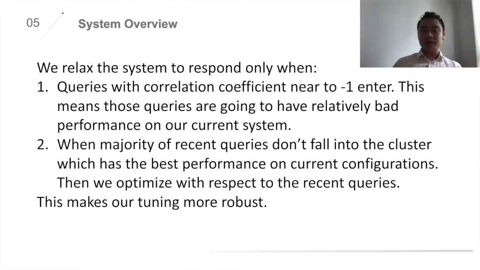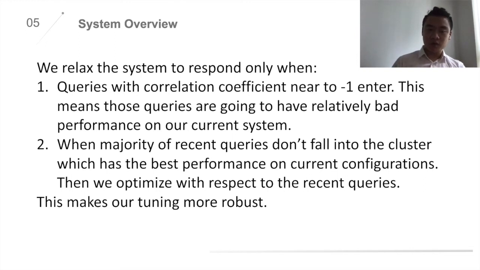Our system's strategy to respond to user queries and tune the system is triggered in two situations. Situation 1: queries with correlation coefficient near -1 enter. This means those queries are going to have relatively bad performance on our current configurations. Then we analyze the query, extract the cost matrix without actually running it, compare the matrix vector to our representative queries, and suggest the best configuration.